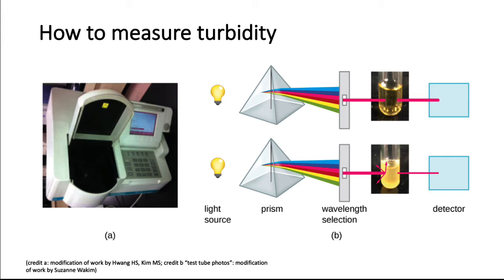We are talking here about optical density, which is the same as absorbance. You could also measure it as transmittance, which would be how clear the liquid is. So it's two sides of the same thing.